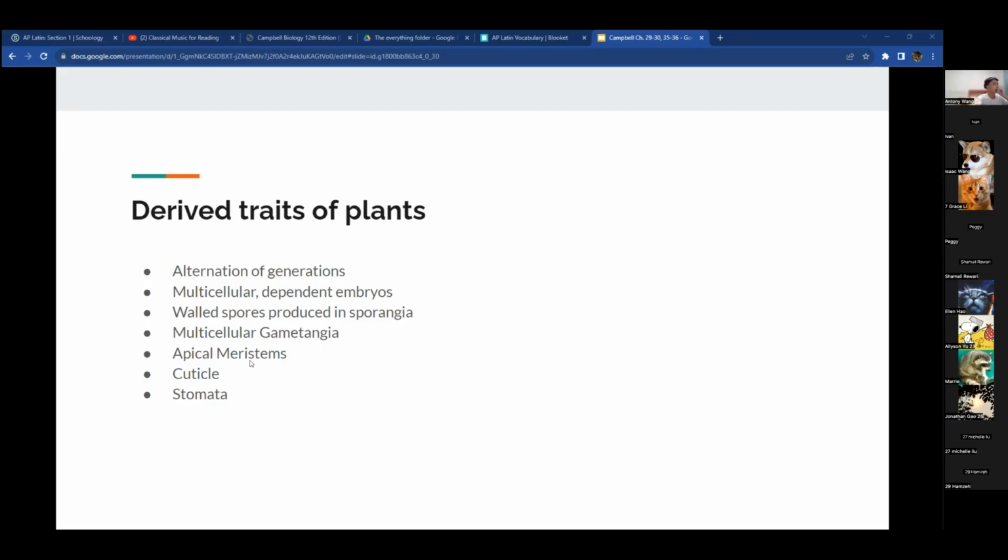And plants also have a cuticle. This is a waxy outer covering that, again, as plants move to land, they need to prevent desiccation. The cuticle guards against water loss. And stomata. These are openings on the surface of the plant, usually on leaves, that can facilitate gas exchange. They can open and close.